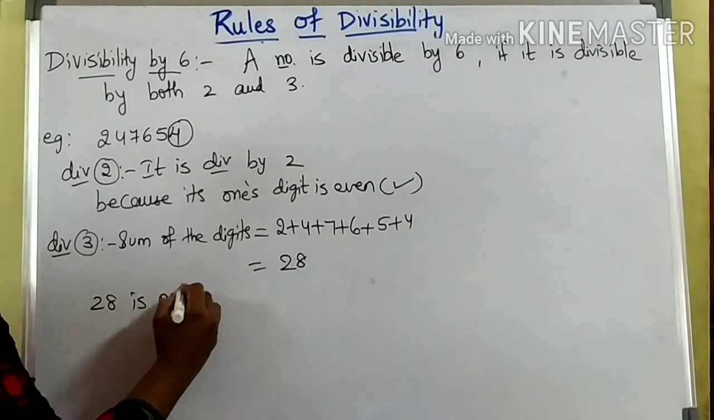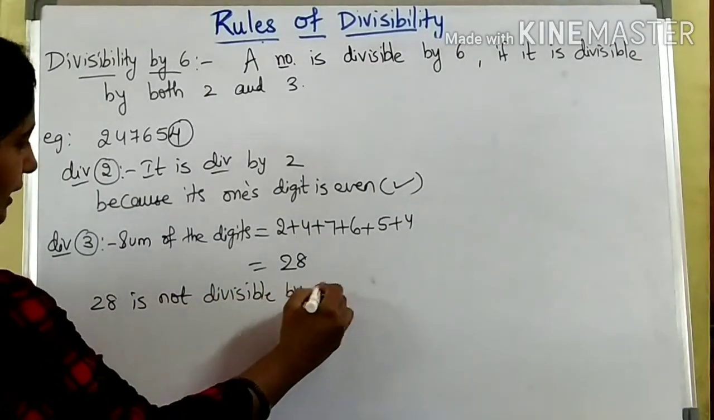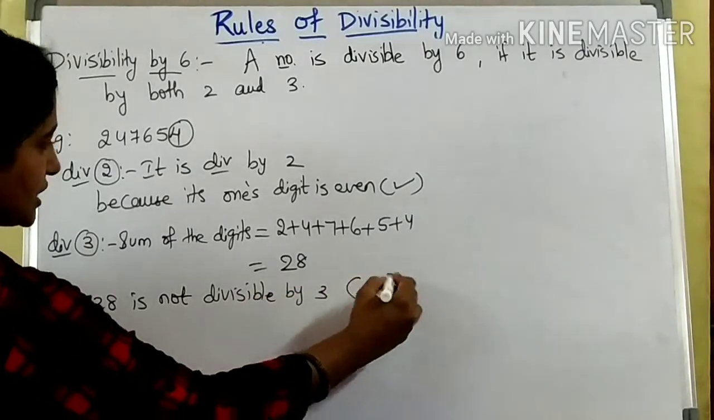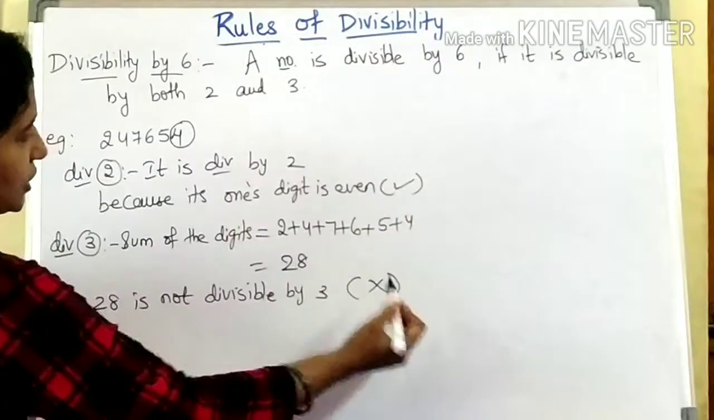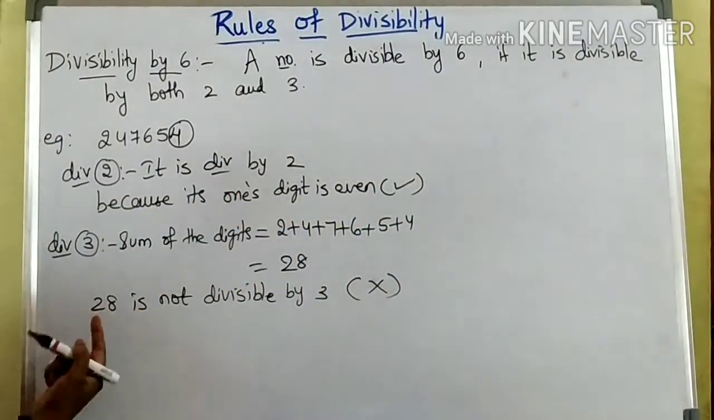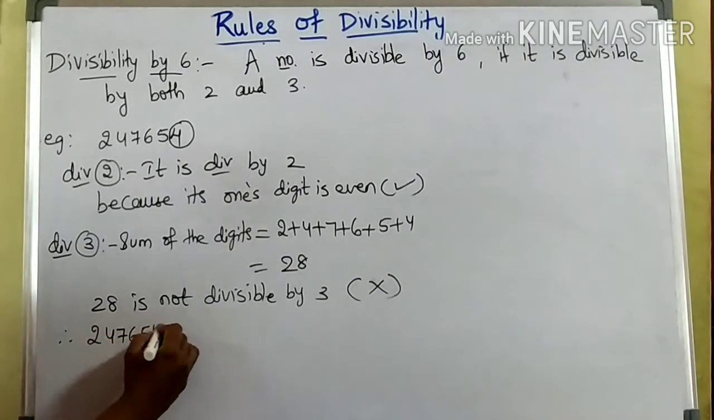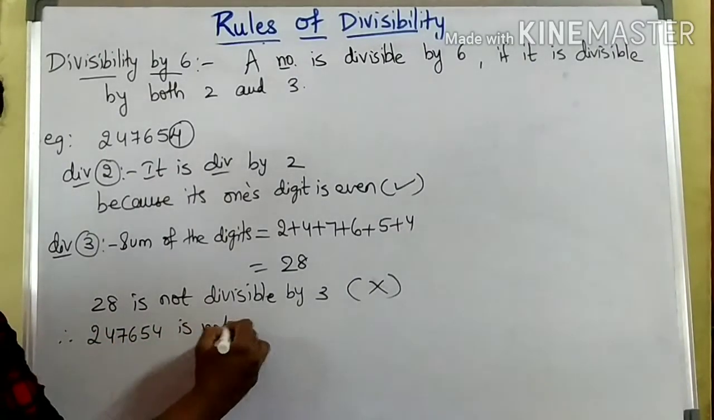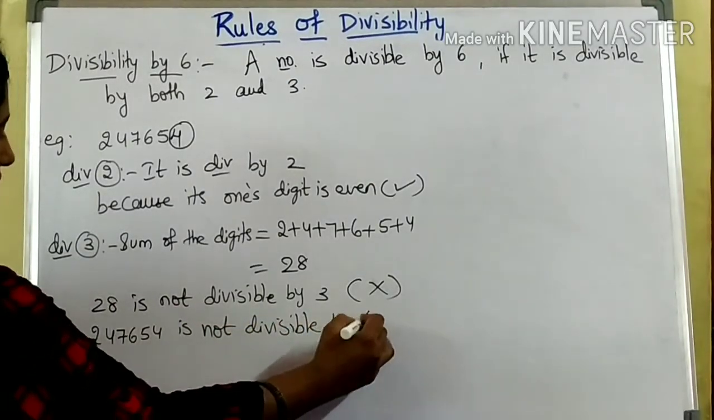28 is not divisible by 3. So it is not satisfying, right? Here it should satisfy both divisibility by 2 and divisibility by 3. But here it is satisfying only divisibility by 2. Therefore, finally, 2 4 7 6 5 4 is not divisible by 6.